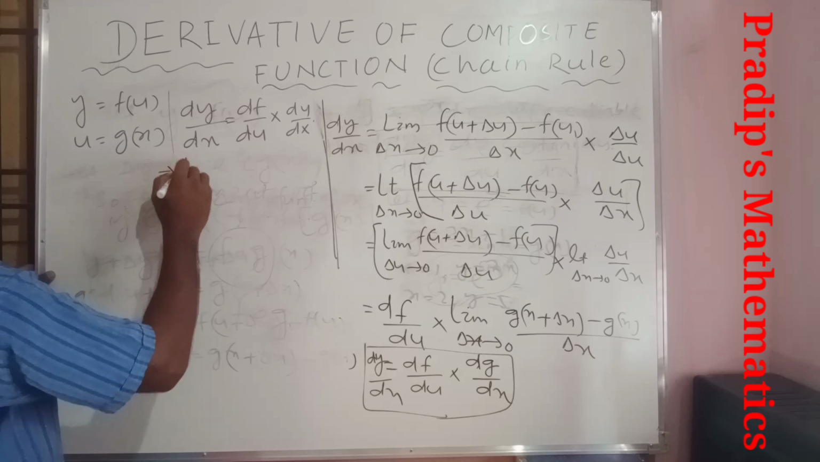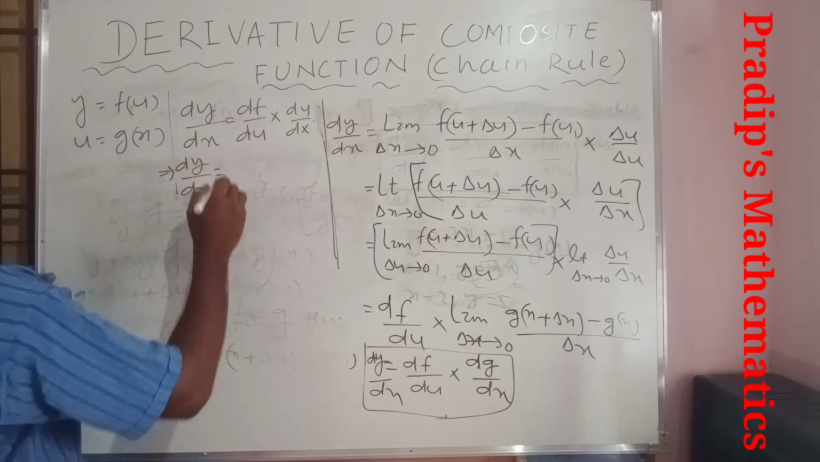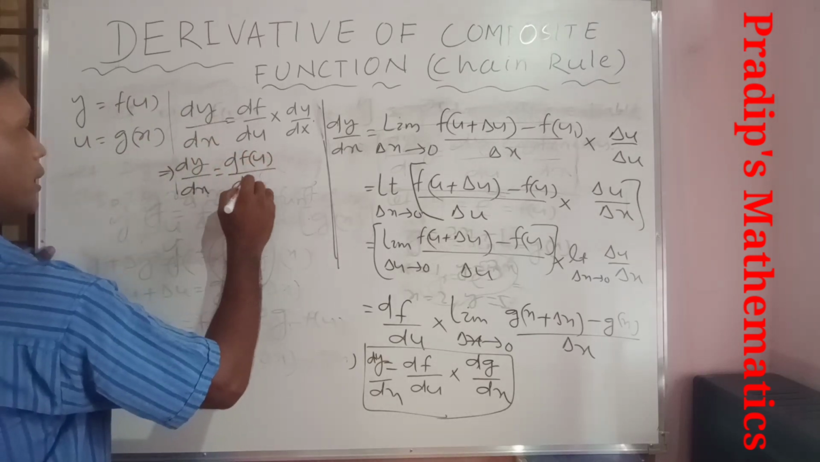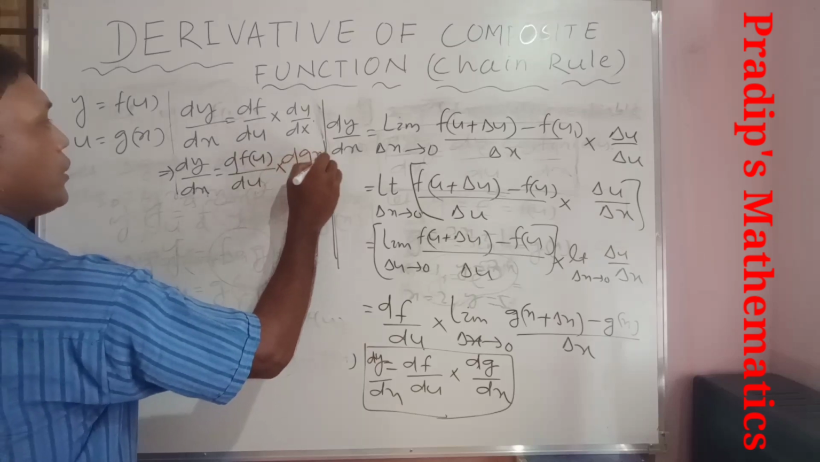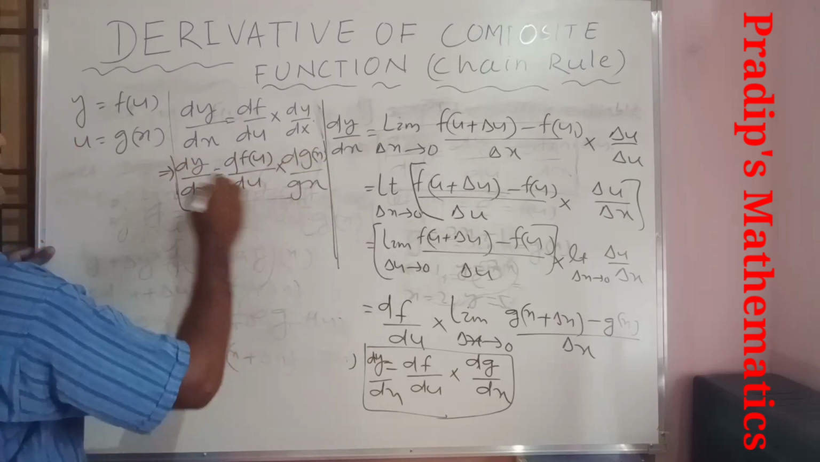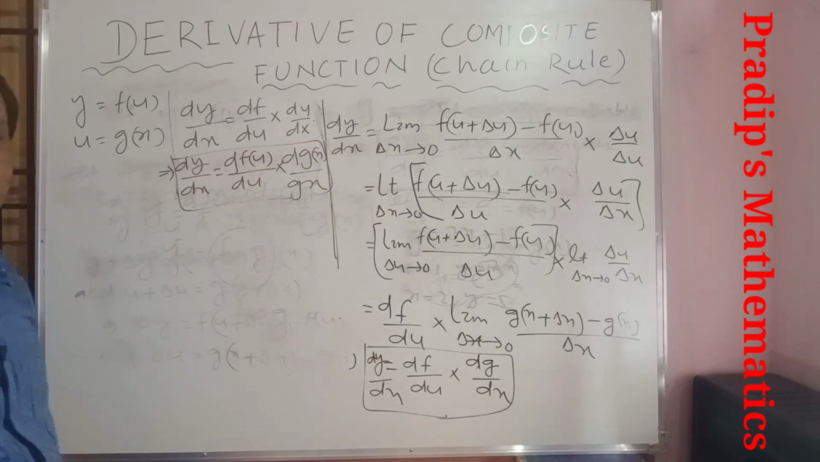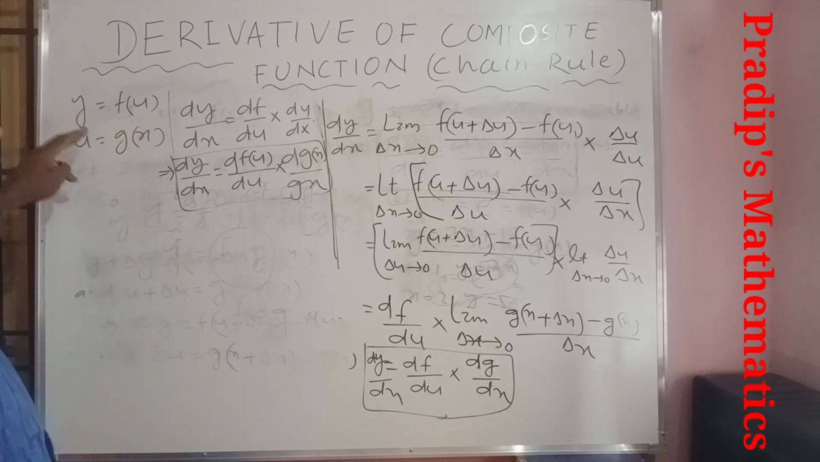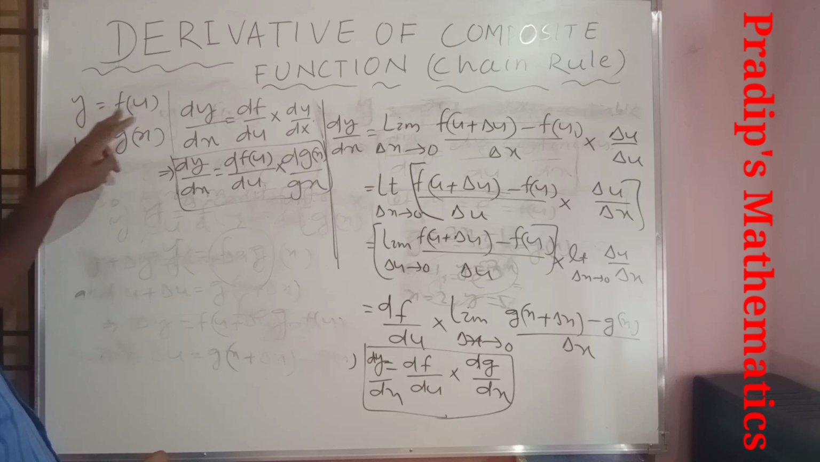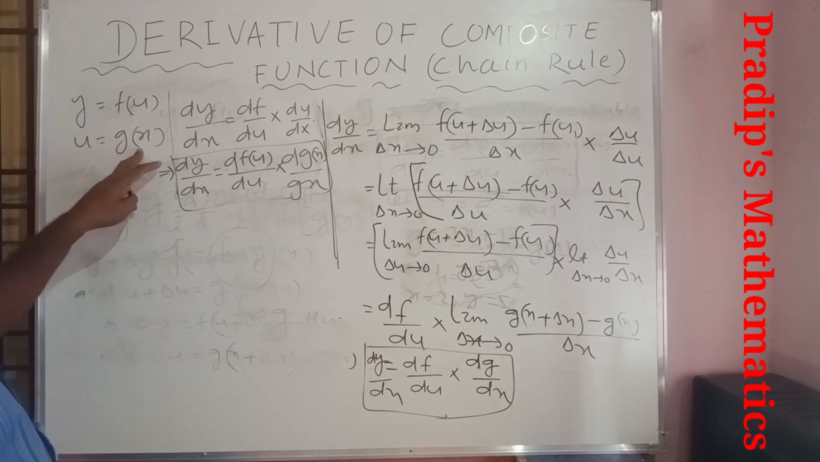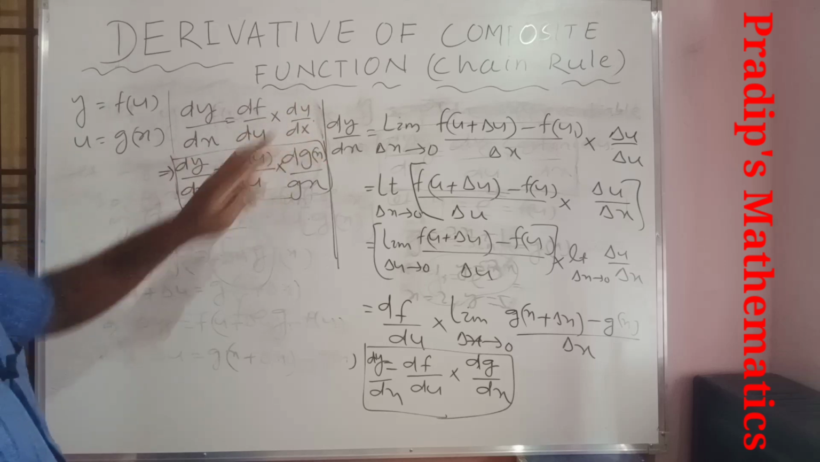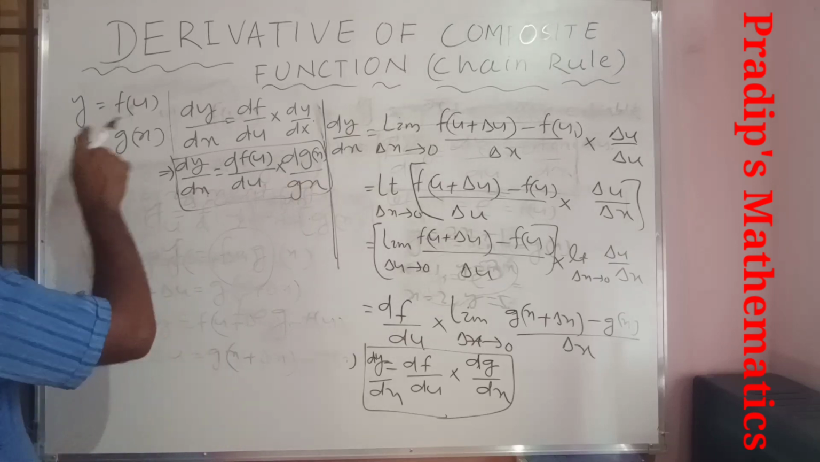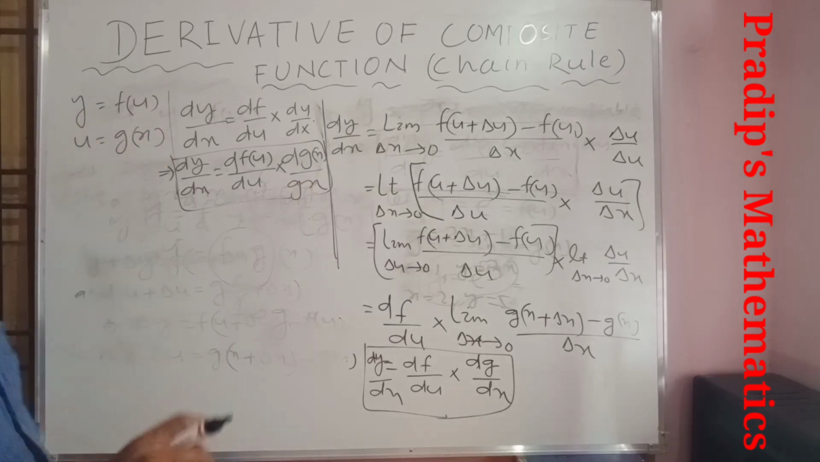which implies dy by dx is equal to derivative of f means f of u with respect to u into derivative u means g of x with respect to x. This is chain rule. Look at here, dear students, what happens here when y is function of u, we can differentiate y with respect to u, and u is function of x means u can be differentiated with respect to x. So this is the chain rule. Y is equal to f of u, and this can be differentiated.